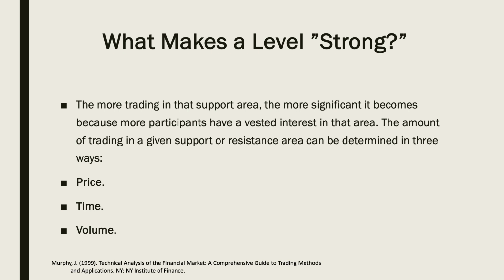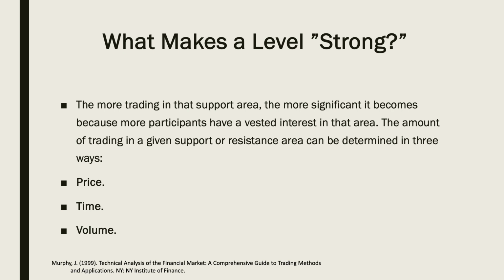Time. Time is also important. The amount of time spent at a level is crucial. When an asset spends a lot of time trading at a certain level, it creates a congestion zone. These congestion zones strengthen the level, okay? Another issue related to time is recency. The more recent the activity is at a certain support or resistance level, the stronger it is.